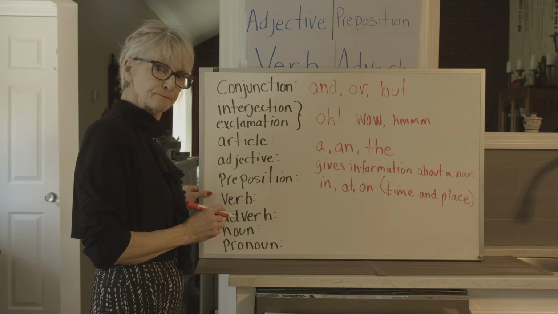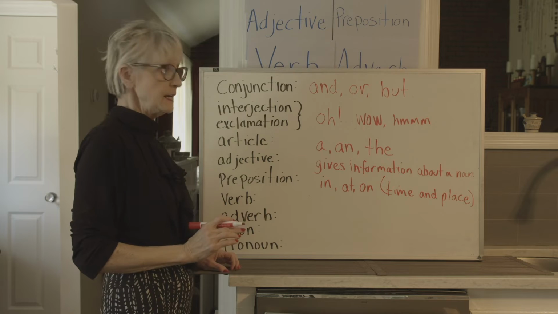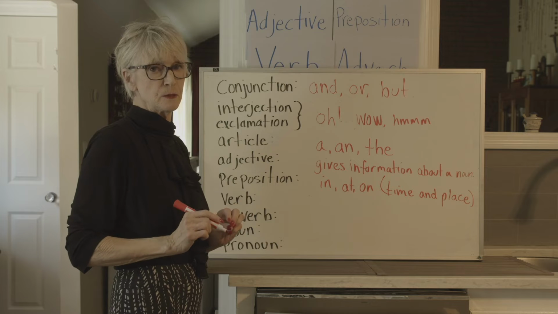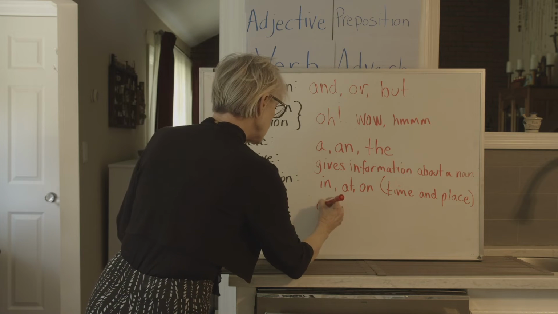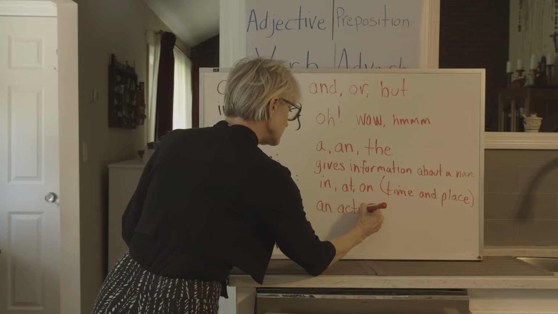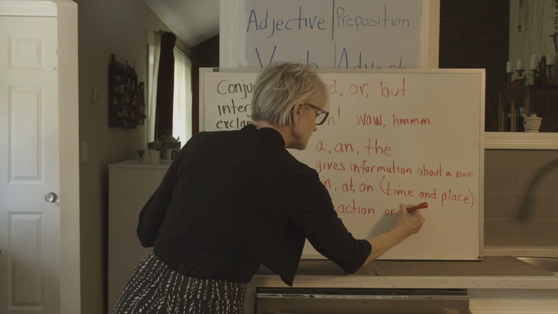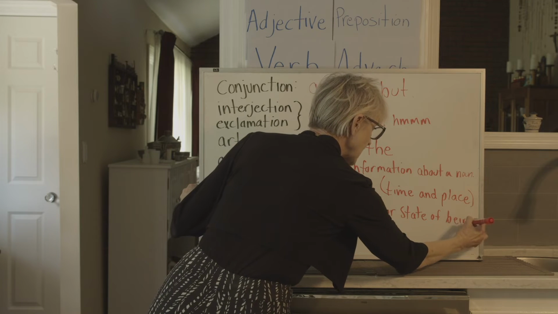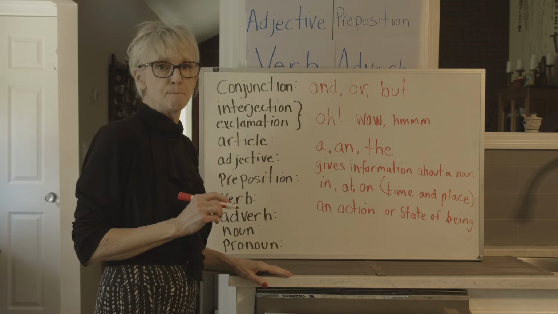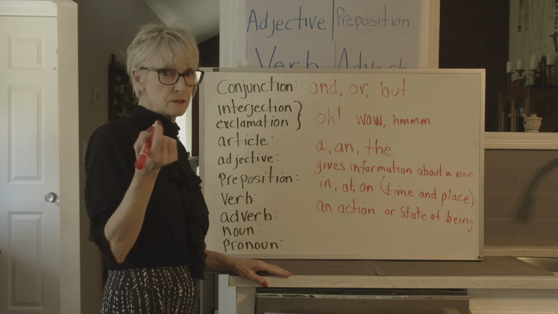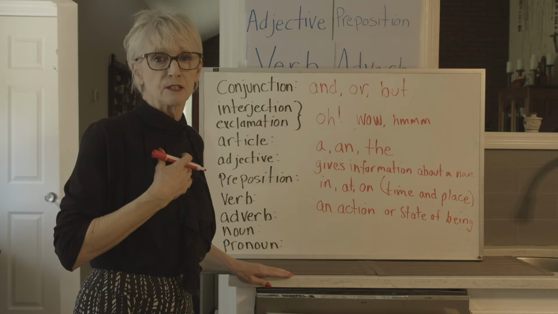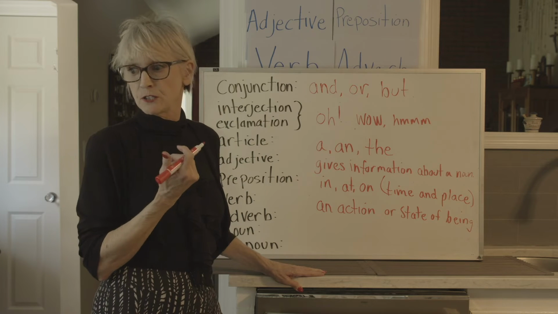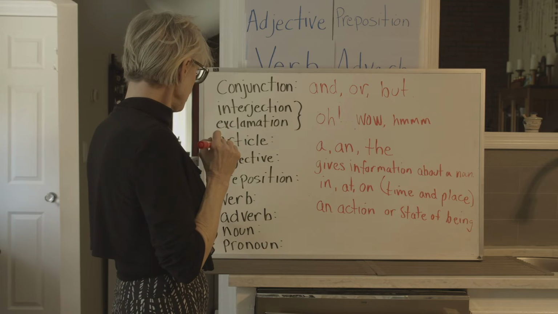A verb. We talk about verbs a lot in my class. A verb is an action or a state of being, but there aren't as many state of beings as actions. So an action or state of being. What does that mean? It means I am a teacher. Am. And the to be verb is very irregular. I am a teacher. He is a teacher. They are teachers.